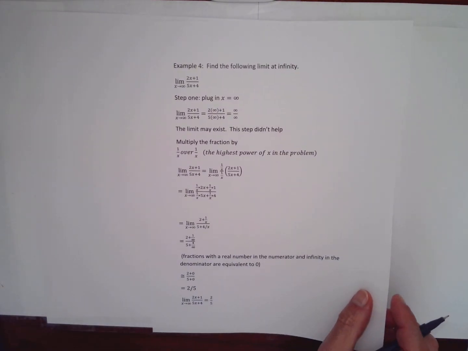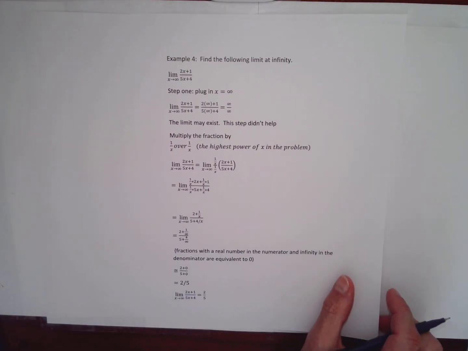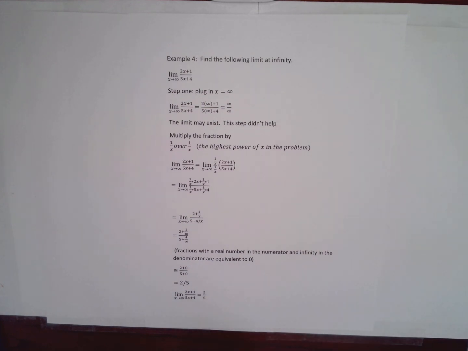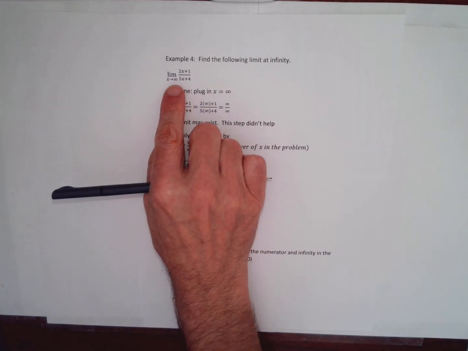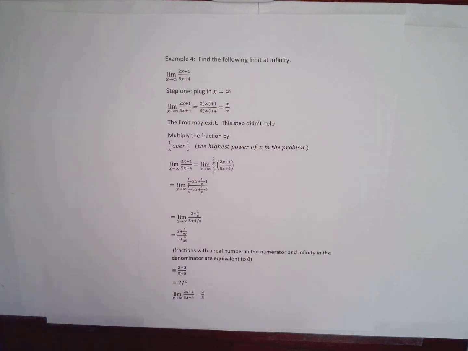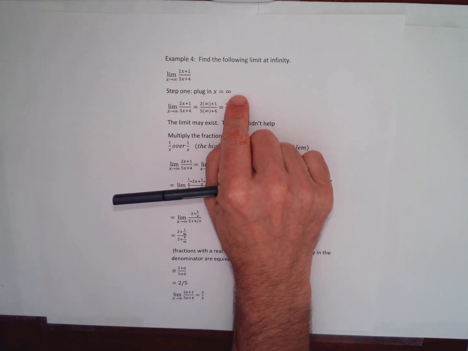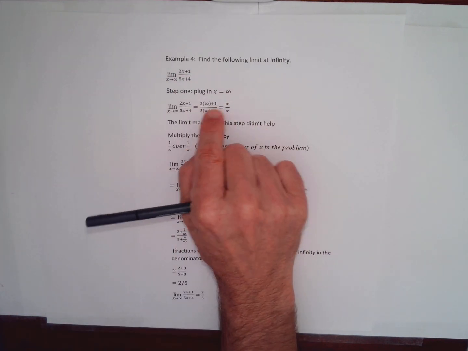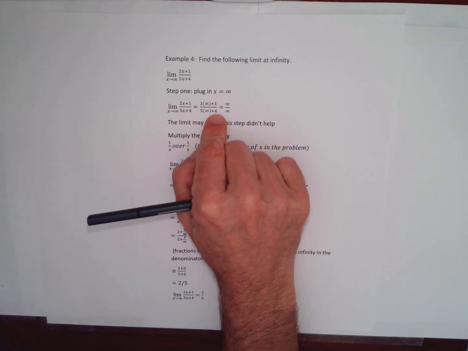So those are limits when the x isn't infinity. The algebra is different when the x is infinity, and it's a little bit kind of funky, but let me try to show it. If I want to find the limit as x approaches infinity of this fraction, well, let me plug infinity in for x. I get 2 times infinity plus 1 over 5 times infinity plus 4.